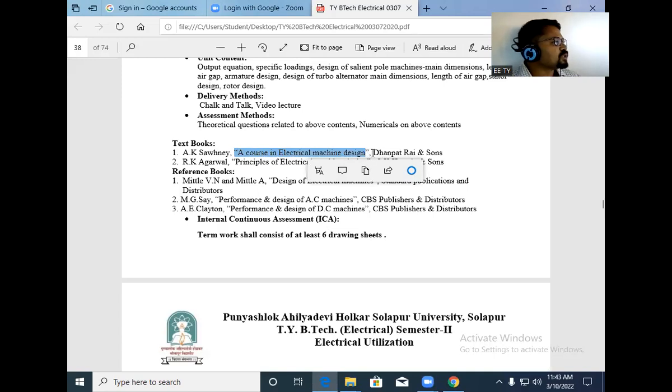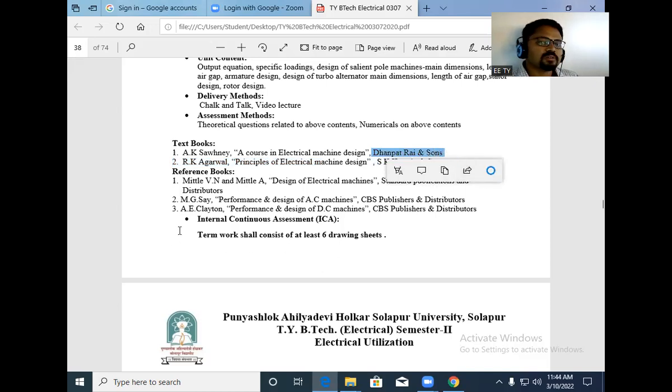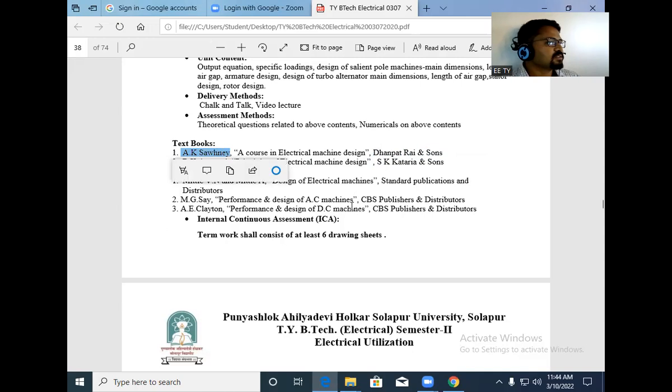Okay. The publication is given there. Next, what is that? Dhanpat Rai and Sons publication. Here it is written, Dhanpat Rai and Sons publication. And who is the author? Write after that, the name of the author: A.K. Sawhney. A.K. Sawhney.